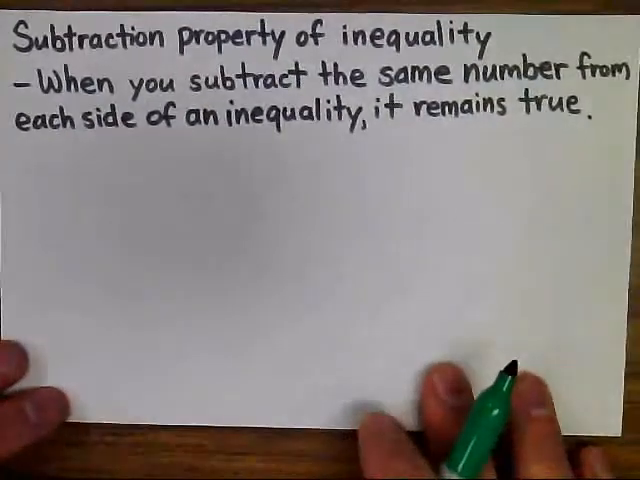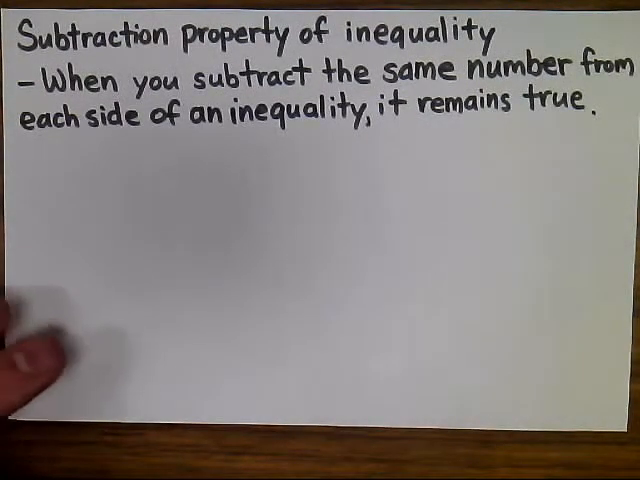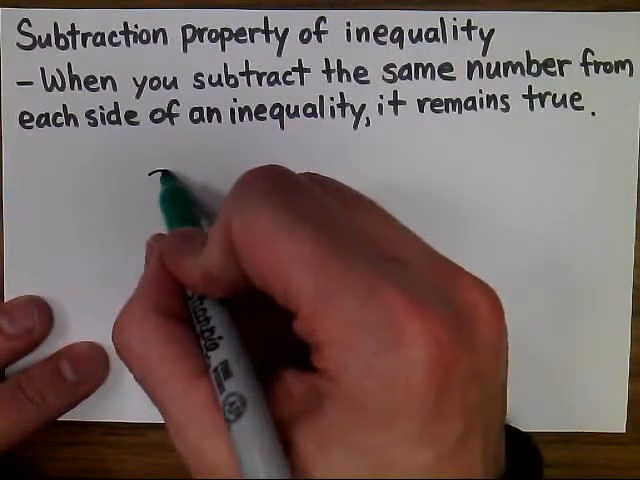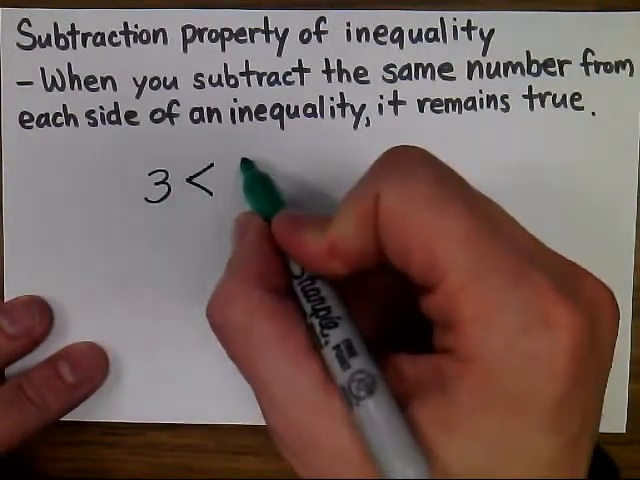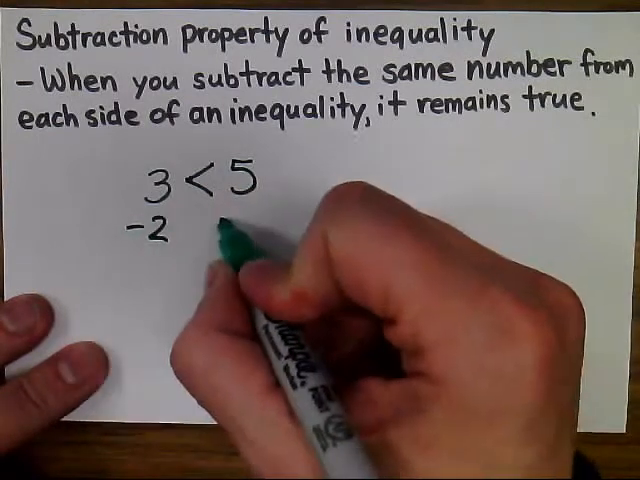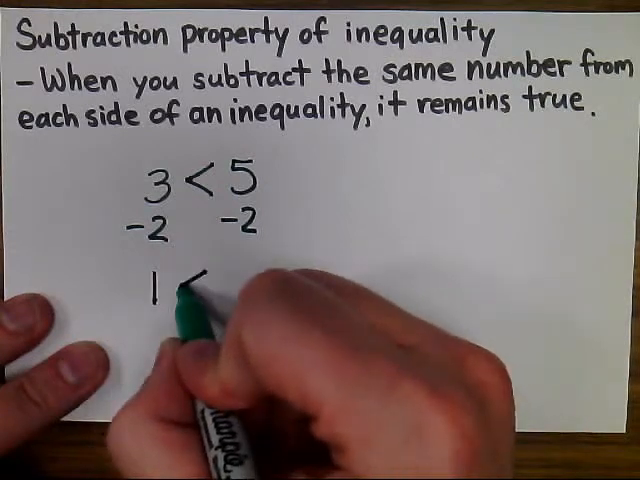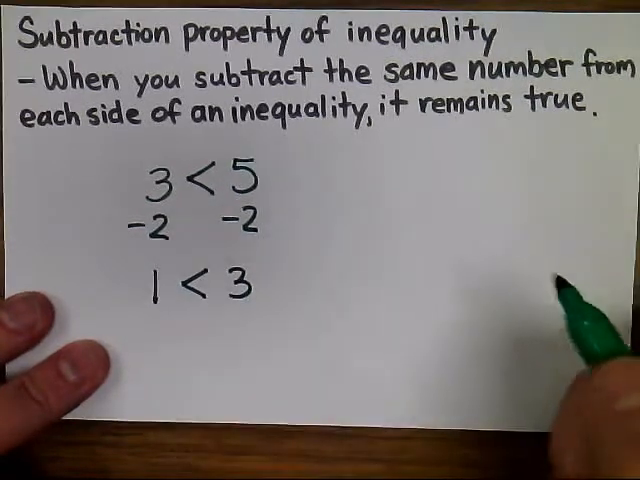The same thing will be the case with subtraction. The subtraction property of inequality states that when you subtract the same number from each side of the inequality, it will remain true. And so in these examples, again, 3 is less than 5. If I subtract 2 from this, and I subtract 2 from this, then we're looking at 1 is less than 3. And again, that's still a true statement.